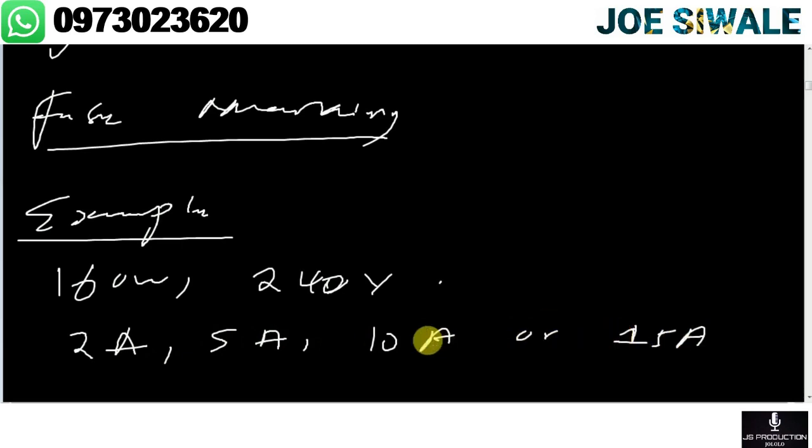Here, the first thing I'm going to do is calculate current. When I calculate current, I need to pick the fuse that has a higher current than the current I've found, but it must have only a small difference. The difference must not be that big.